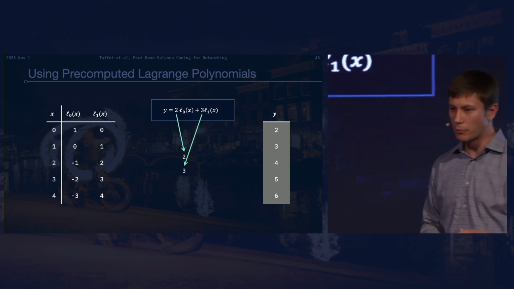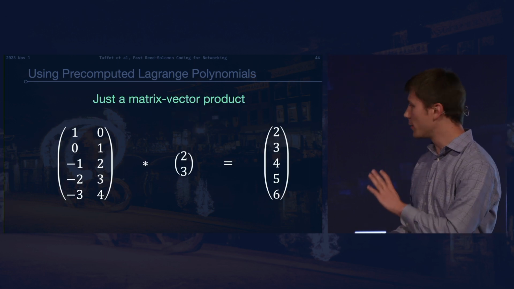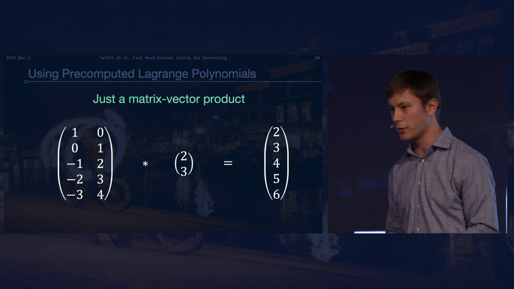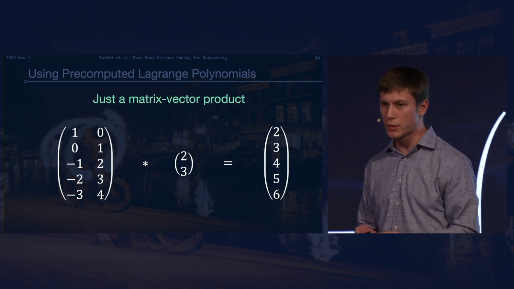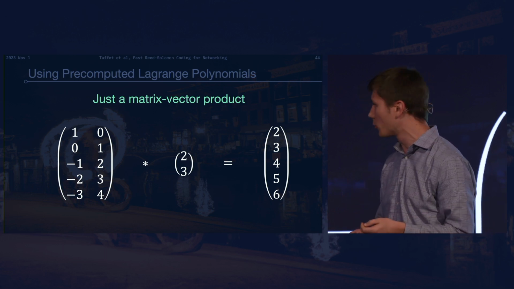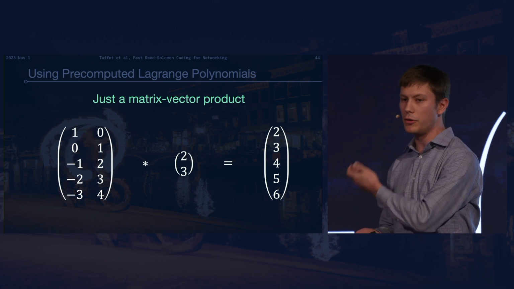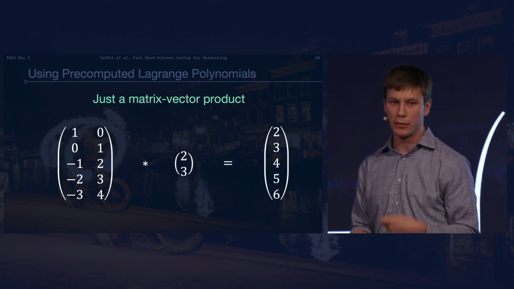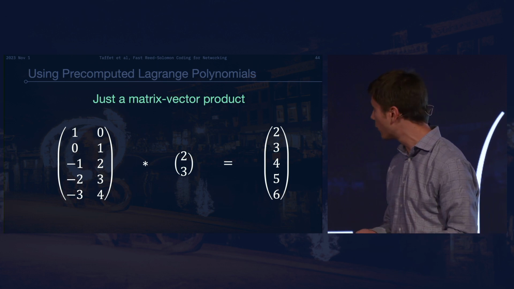So I've placed all these numbers very suggestively because this process that I just showed is actually just a matrix vector product. You have this hard-coded matrix determined by the Lagrange polynomials, something you could find in a textbook or pre-compute, and then you multiply it by the data you want to send, and you get the data you want to send followed by the parity points that you need to send so that the recipient can reconstruct missing packets.